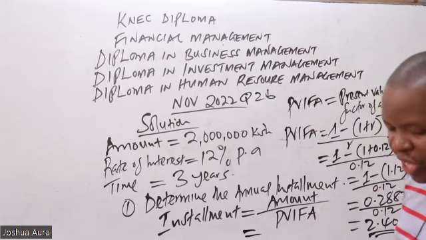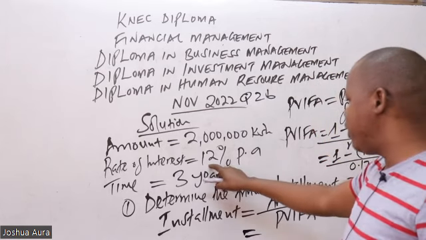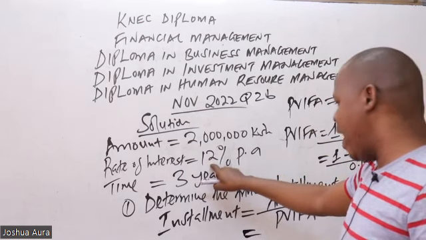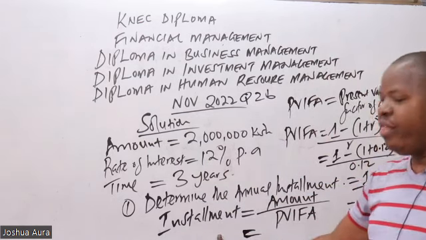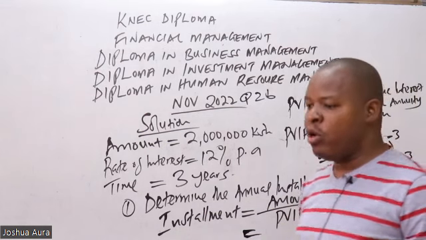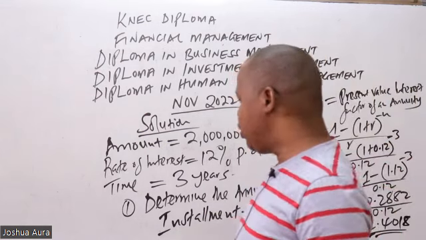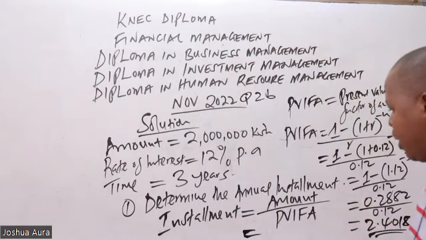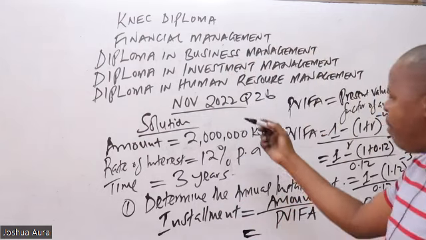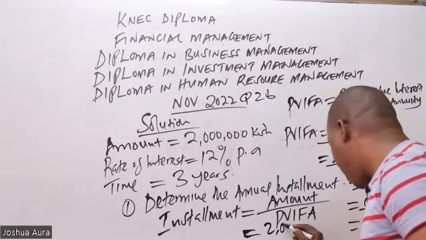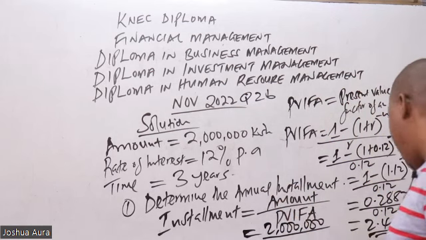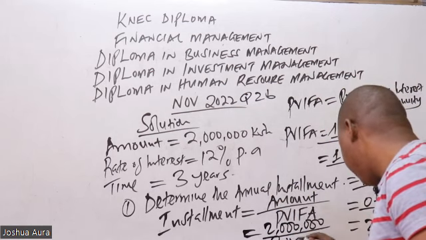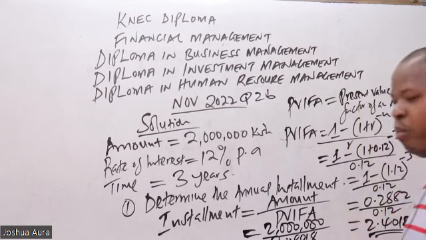Remember, we have used the rate per annum. So whatever we are going to get as our installment, it will be the installment per annum. So the amount borrowed is 2 million divided by PVFA. We have got our PVFA as 2.4018.